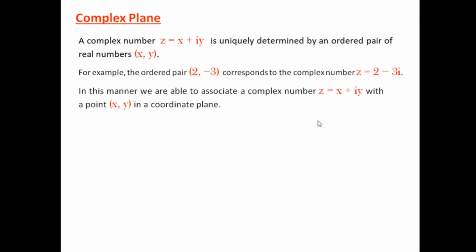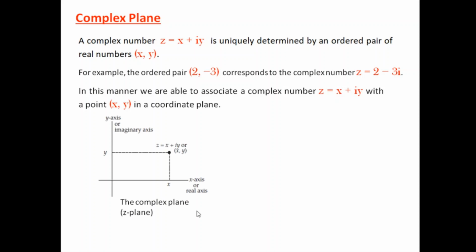So in this way we can associate any complex number with an ordered pair of numbers x, y, and we can represent it in a coordinate plane. This coordinate plane we call the z plane or the complex plane. In the z plane, the x-axis is taken as the real axis and the y-axis, which is perpendicular to the x-axis, is the imaginary axis. The point of intersection is called the origin or the O point, and any complex number z, x plus iy, can be represented on this complex plane.